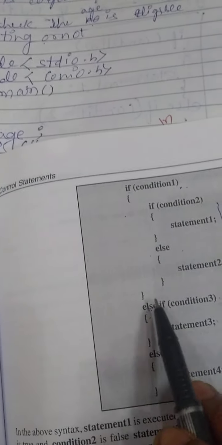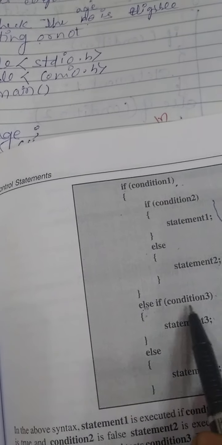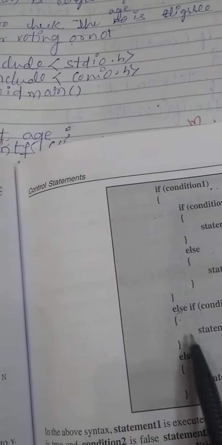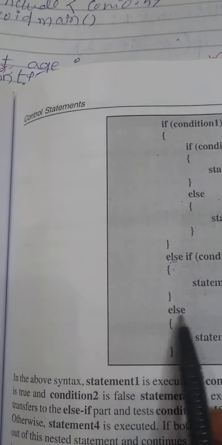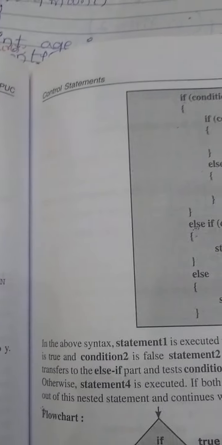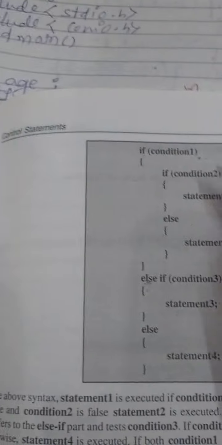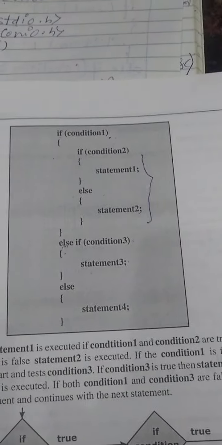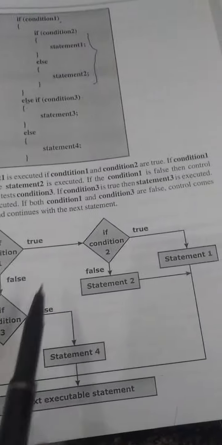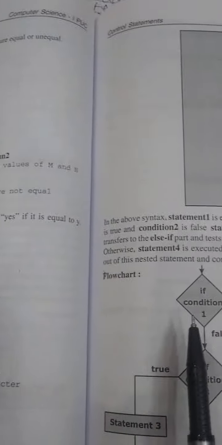But if you want to check one more condition, then you use else if condition 3 is true, then it will execute statement 3. Otherwise, else, it goes to statement 4. So likewise, in one if statement, another if else statement is used. So this is called the nested if statement, and this is a flow chart for that.